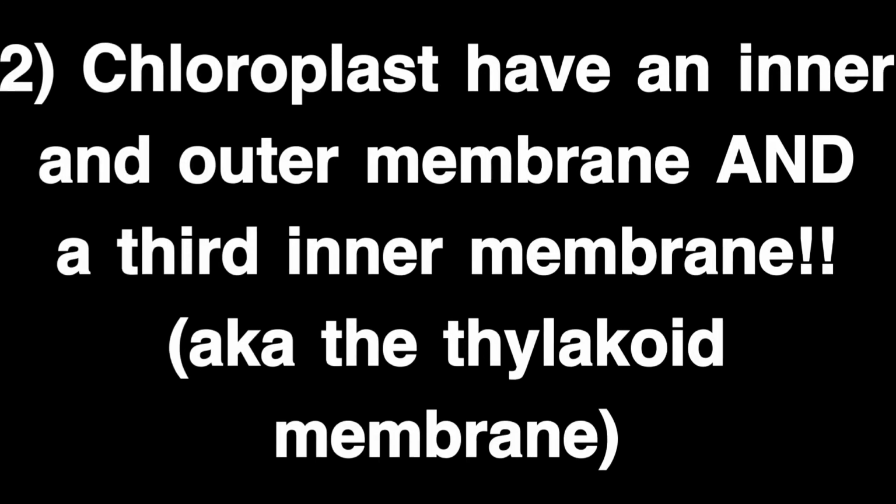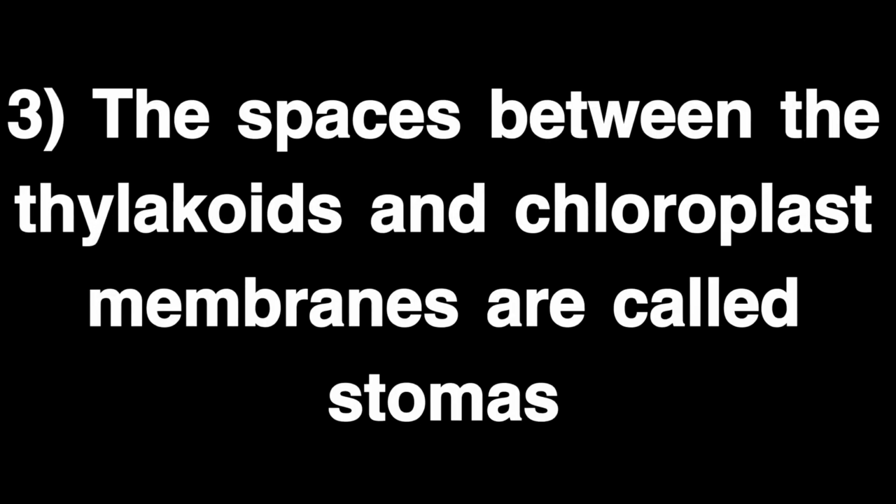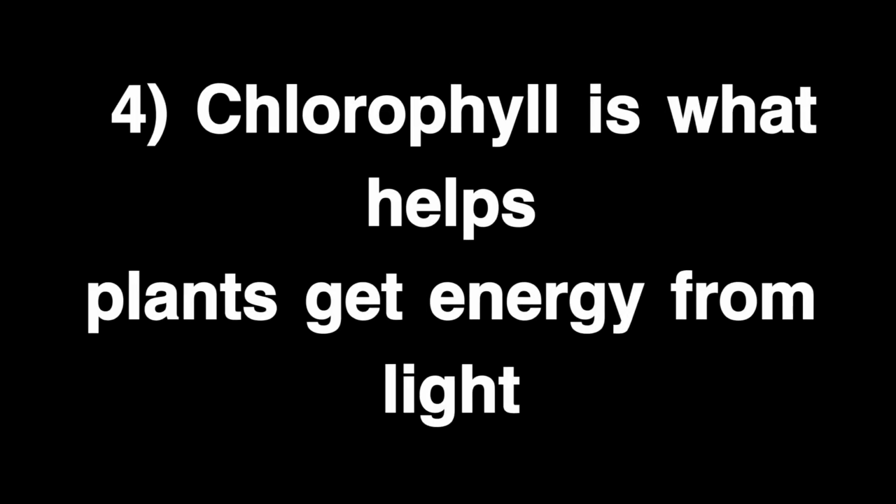Photosynthefact number 2. Chloroplasts have inner and outer membranes, and a third inner membrane called the thylakoid membrane. Thylakoids form little stacks that look like pancakes. Yum! Fact 3. The spaces between the thylakoids and chloroplast membranes are called stomas. Now for the last fact. Aww. Chlorophyll is what helps plants get energy from light.